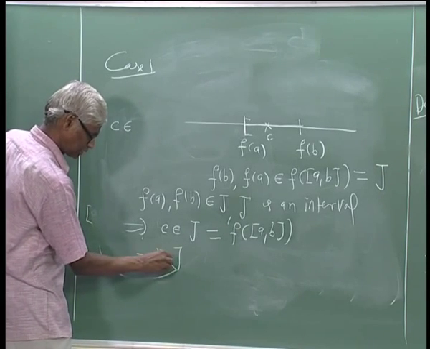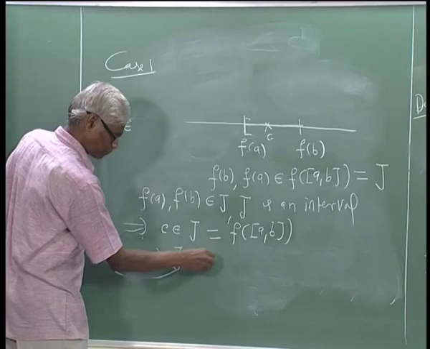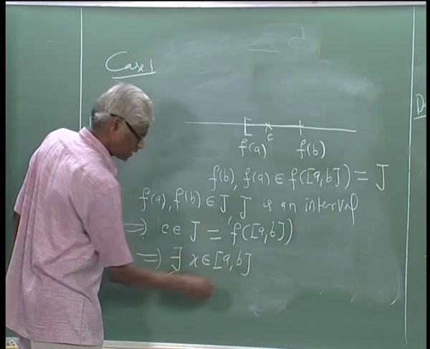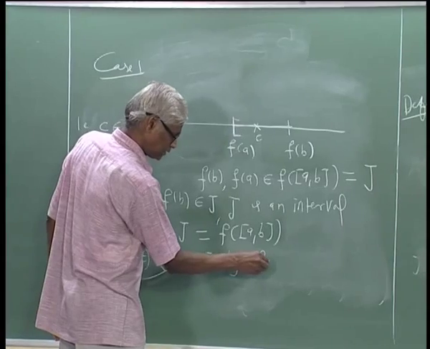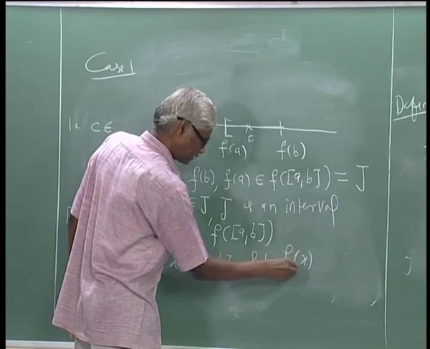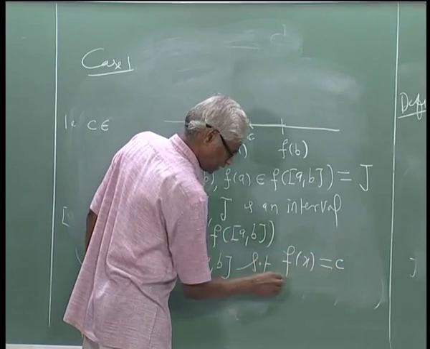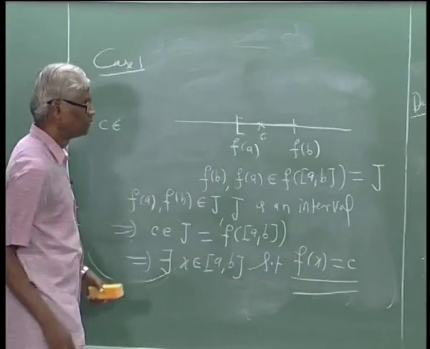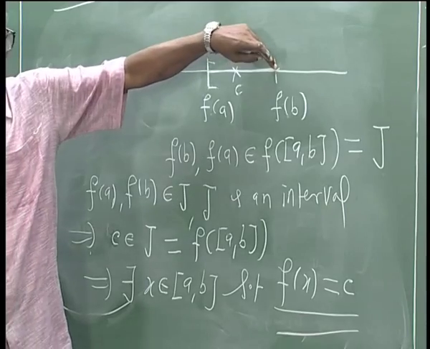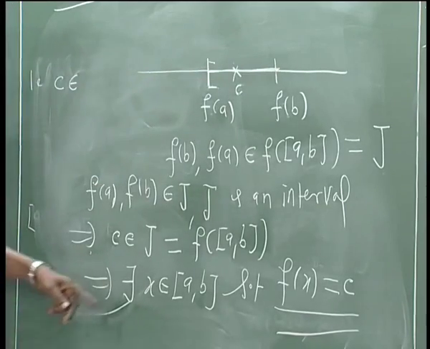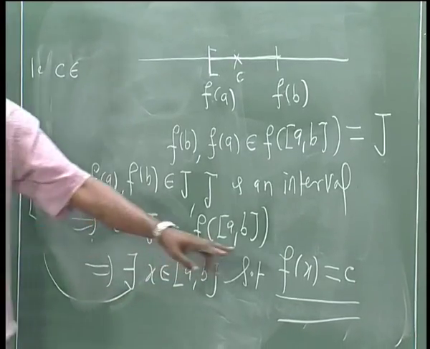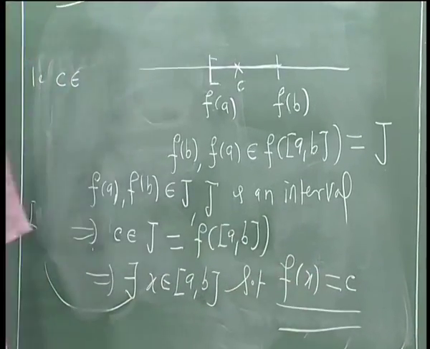This implies there exists x belonging to the closed interval [A, B] such that f(x) equals C. That is, if C is a point between f(A) and f(B), then we can find an x in the closed interval [A, B] such that f(x) equals C.